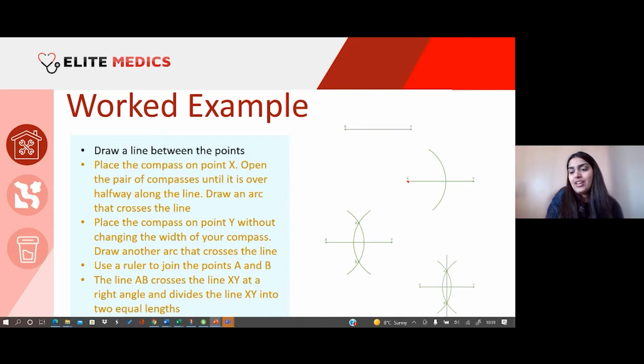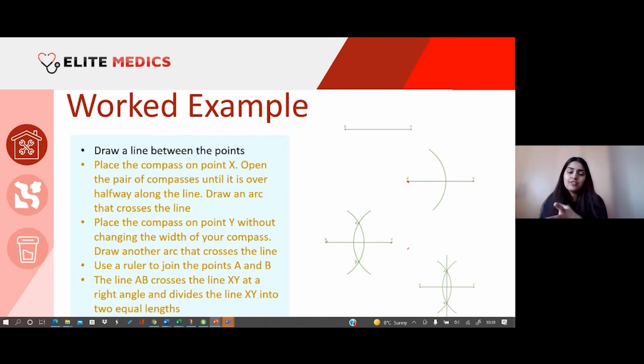So yeah, we've got this over here, and then what we need to do is repeat from point Y. So don't change the width of the compass, keep it the same. Just move the pointy bit from X to the point Y, and then construct another arc of this sort. So you should probably be able to see my red dot just on the line. Then we need to connect both of these points with a nice straight line using a ruler. And I've not demonstrated that properly, I can tell, because my line is very wonky. Let's ignore that. Use a sharp pencil and a ruler to connect both the points, and this should divide XY into two equal lengths, and it should be perpendicular as well.